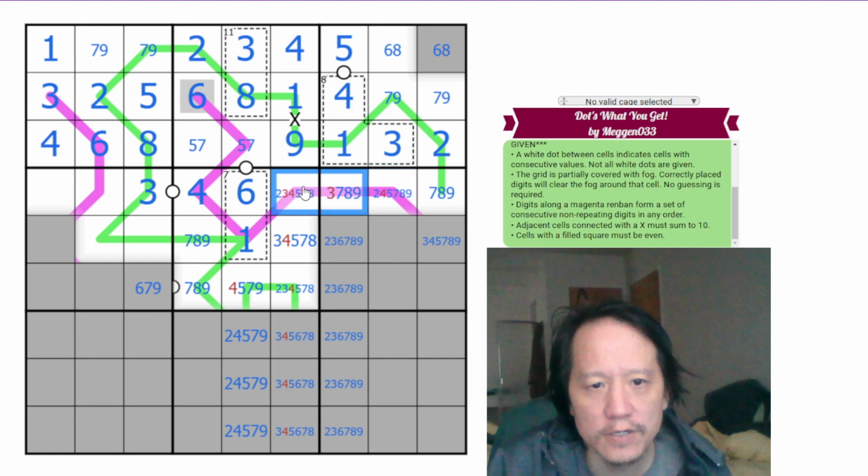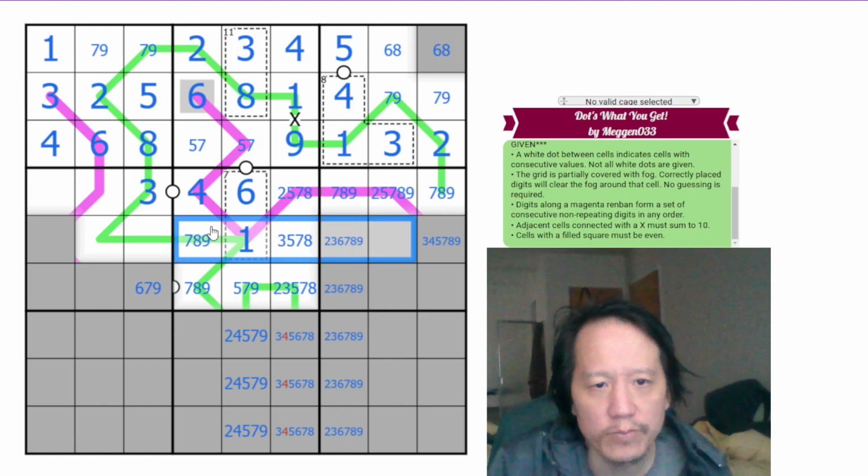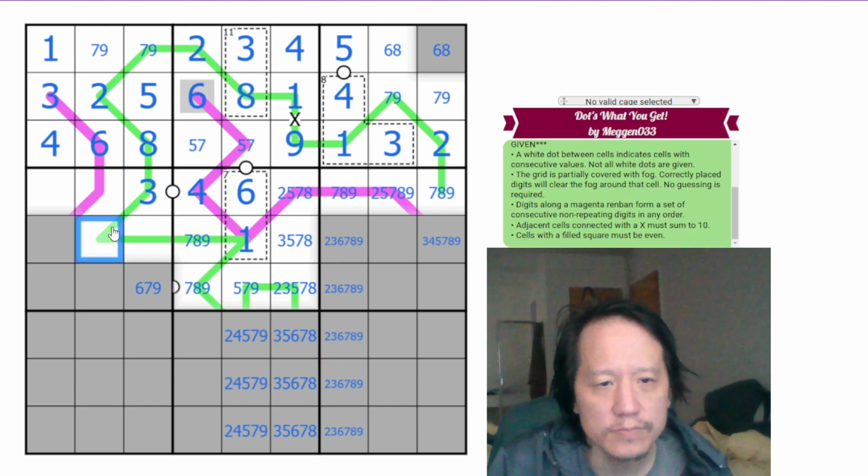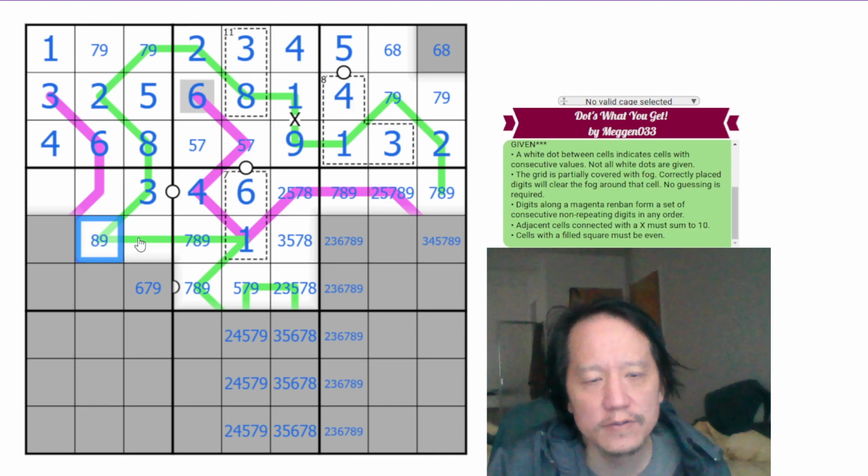No 3 here. No 4 here. This can't be 4 either. No 4 here because of that 4. No 4 there. This has to be 8 or 9. This is 2 or 3. Can't be 4, so this has to be 2. This can't be 2.